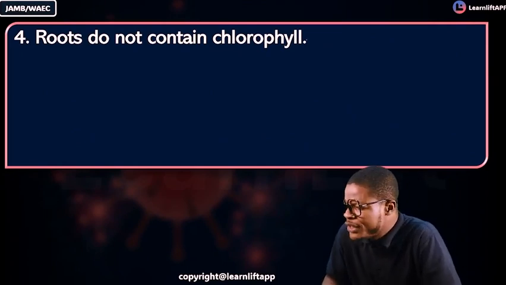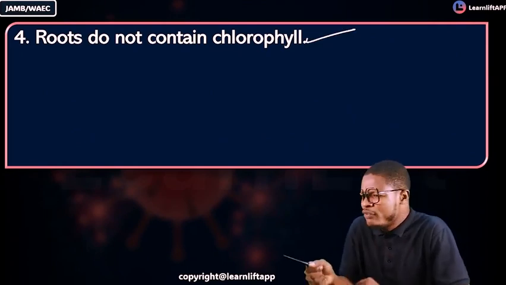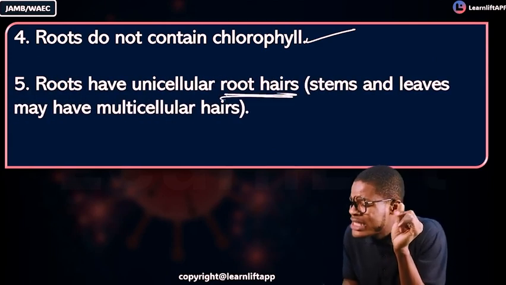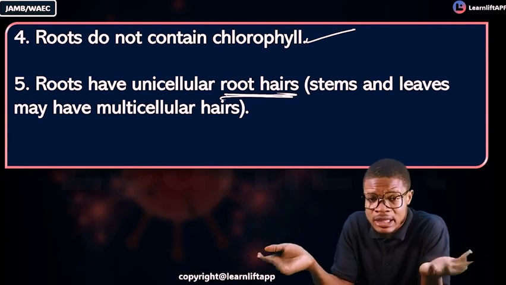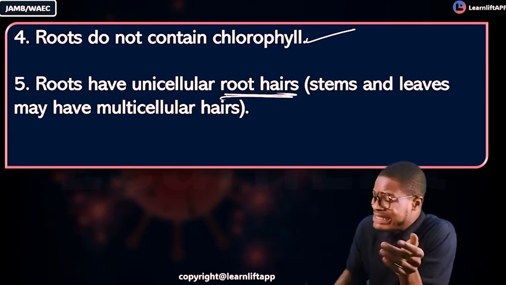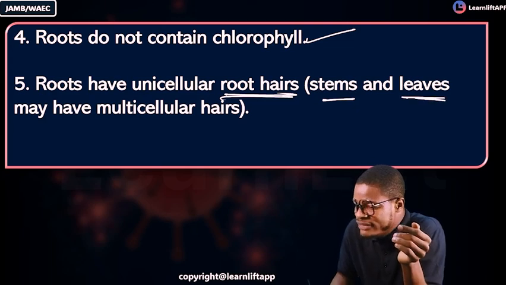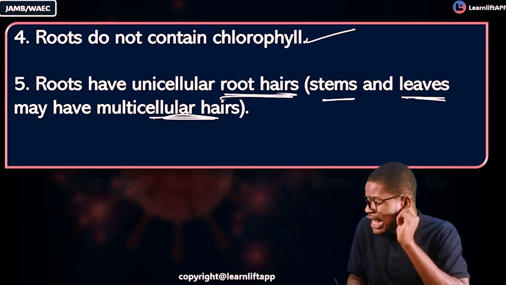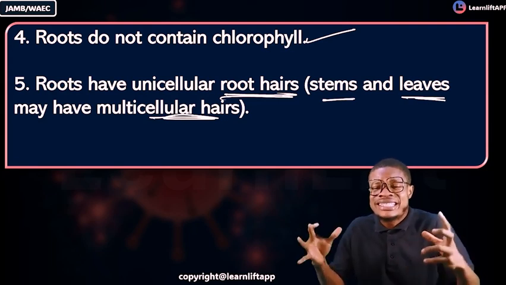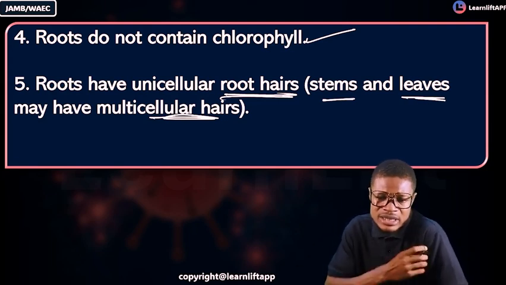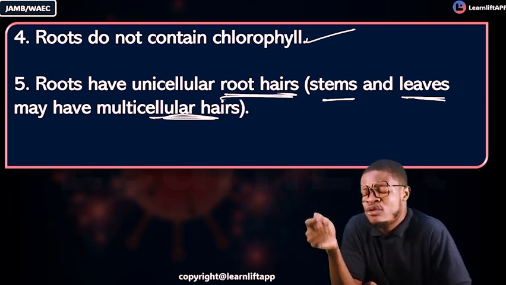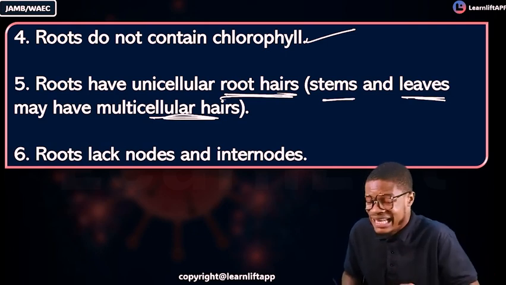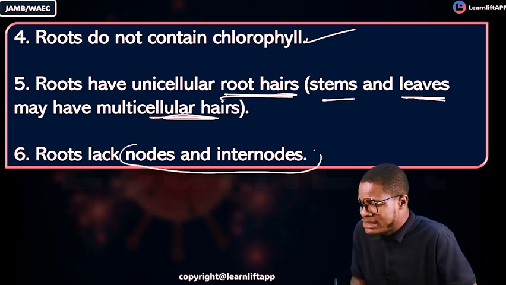Another character is that roots do not contain chlorophyll. You will not see roots with chlorophyll. Number 5 character is that your roots have unicellular root hairs. They have root hairs, but they are what? Unicellular. And stems and leaves have multicellular hairs. Again, your stem and your leaves, what do they have? Multicellular hairs. It's what you see around them. But your roots have what? Unicellular root hairs. Another character is that your roots lack nodes and internodes.